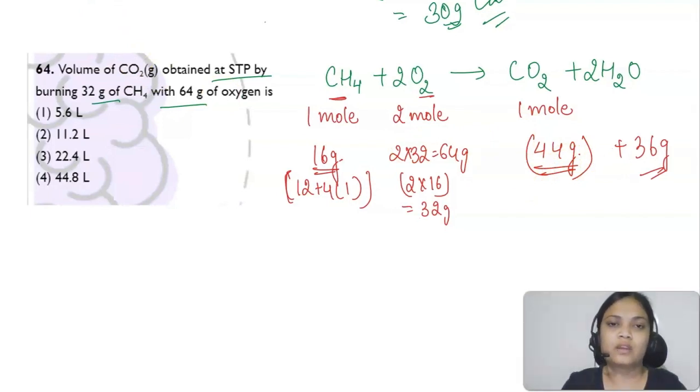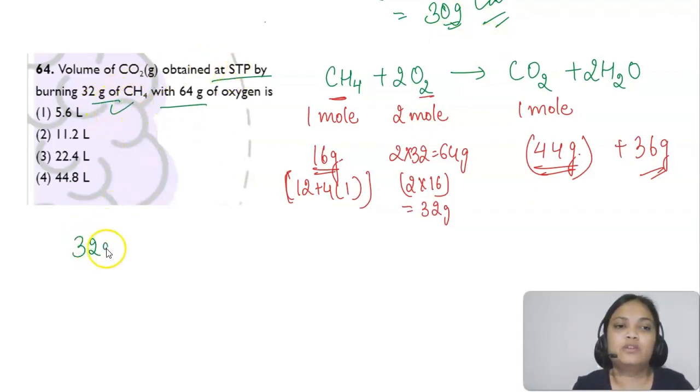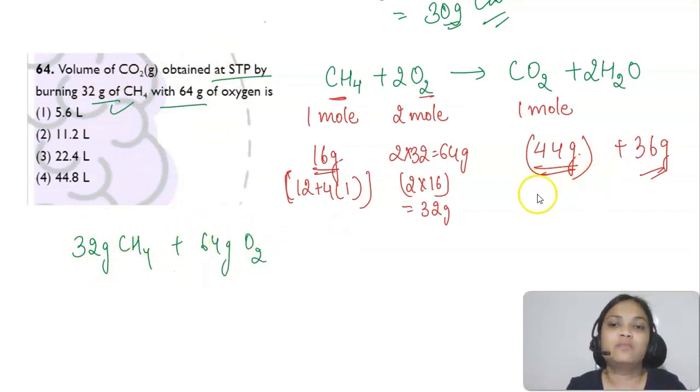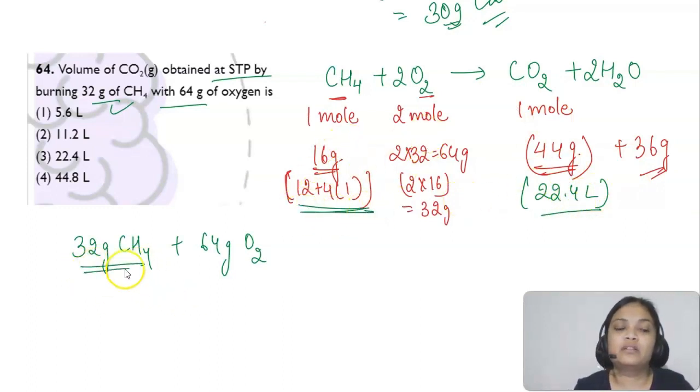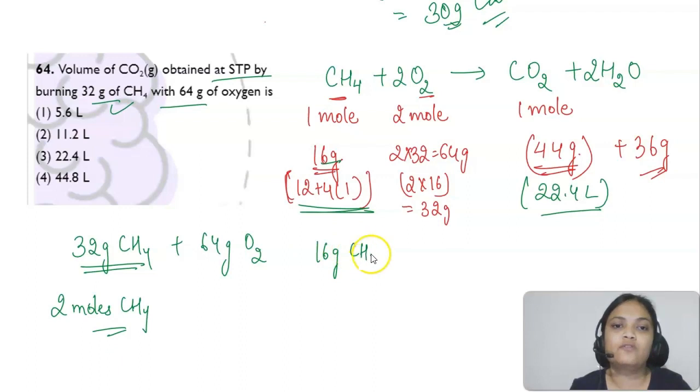Please note, students, in this case, what is the amount of methane given? Here 32 grams of methane is reacting with 64 grams of oxygen. You know that 1 mole of any gas will have 22.4 liters at STP. Now you can see 32 grams of methane means 2 moles of methane. And see, from the question, 16 grams of methane reacts with 64 grams of oxygen, right?